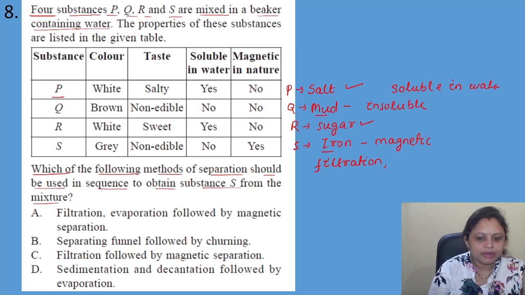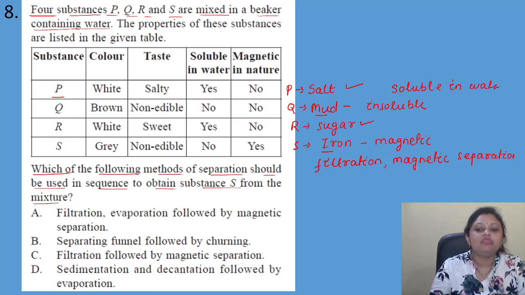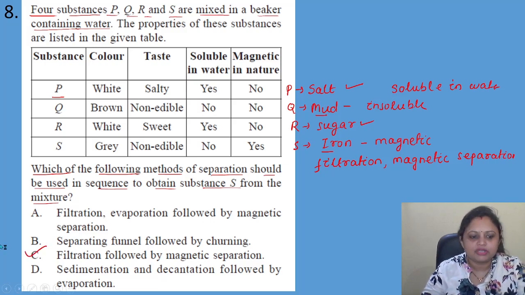So how to separate mud and iron? We will follow magnetic separation. अगर कोई भी एक substance है which is magnetic in nature, then we will follow magnetic separation method. Okay. So filtration followed by magnetic separation. It is present in option C.